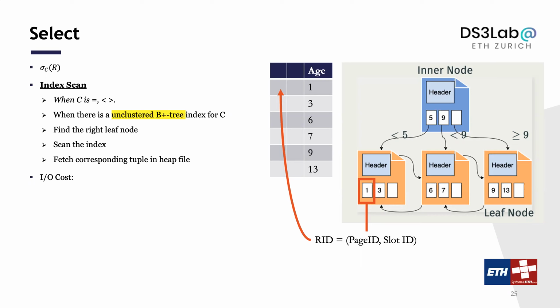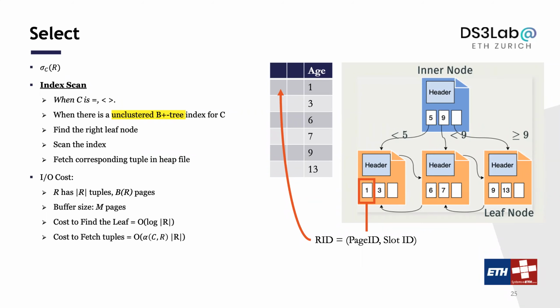So what is the IO cost here? Assuming R has R tuples and has BR pages, and assuming how the buffer looks like this. In the worst case, what is the time you need to find the right leaf node? That is the height of the tree, it's log R. And then what's the time for you to fetch the tuples?